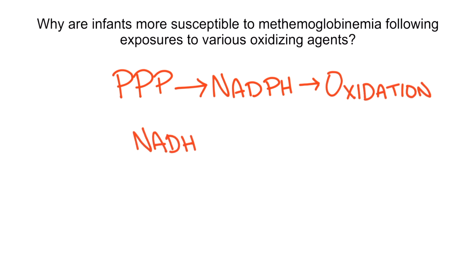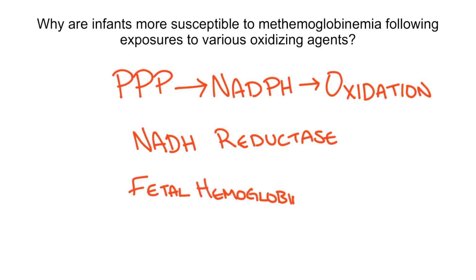Second, infants have lower levels of NADH reductase. And recall that this is an enzyme that converts methemoglobin back to hemoglobin. Third, infants have a higher percentage of fetal hemoglobin, which is easier to convert to methemoglobin.